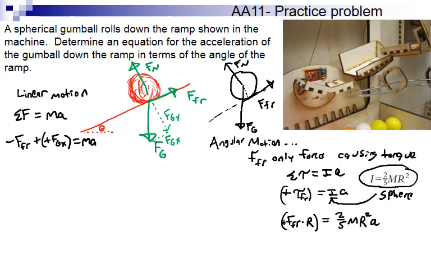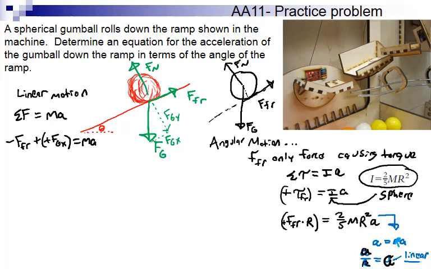We can put the force of friction times r, which is the radius from the center of the gumball to the edge, so that's r, and then we have the force of friction causing the torque, so we have that, and then we want to figure out what the acceleration is. So the linear acceleration is equal to r times alpha, and therefore if we rearrange this, alpha equals the linear acceleration over r.